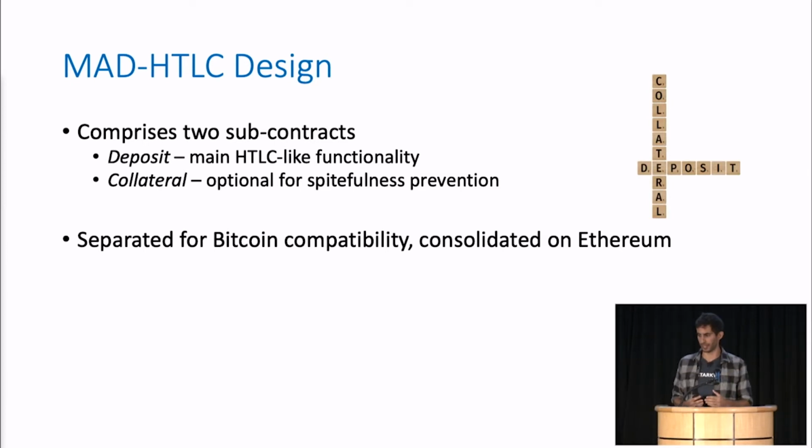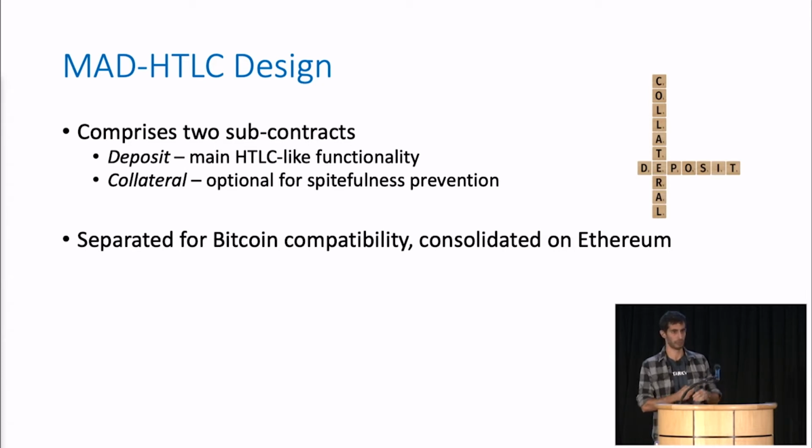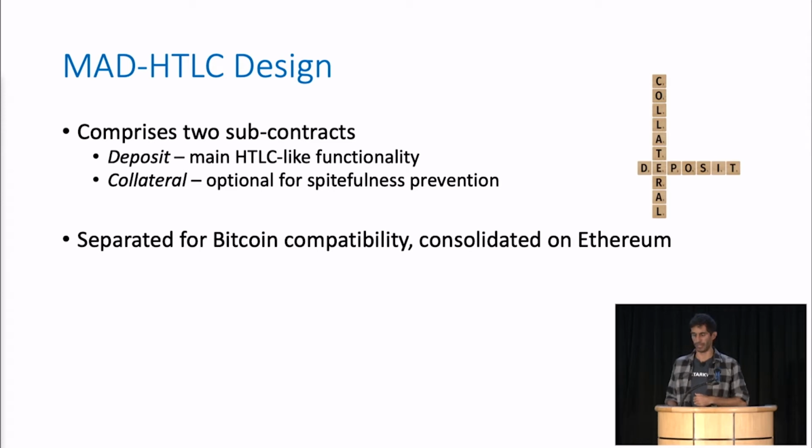Mad HTLC comprises 2 subcontracts. The first, named the deposit contract. This is the main HTLC functionality. The second is the collateral contract, which is optional and auxiliary, which I'll discuss in a bit. They're separated for Bitcoin compatibility, but on Ethereum, they can be consolidated.